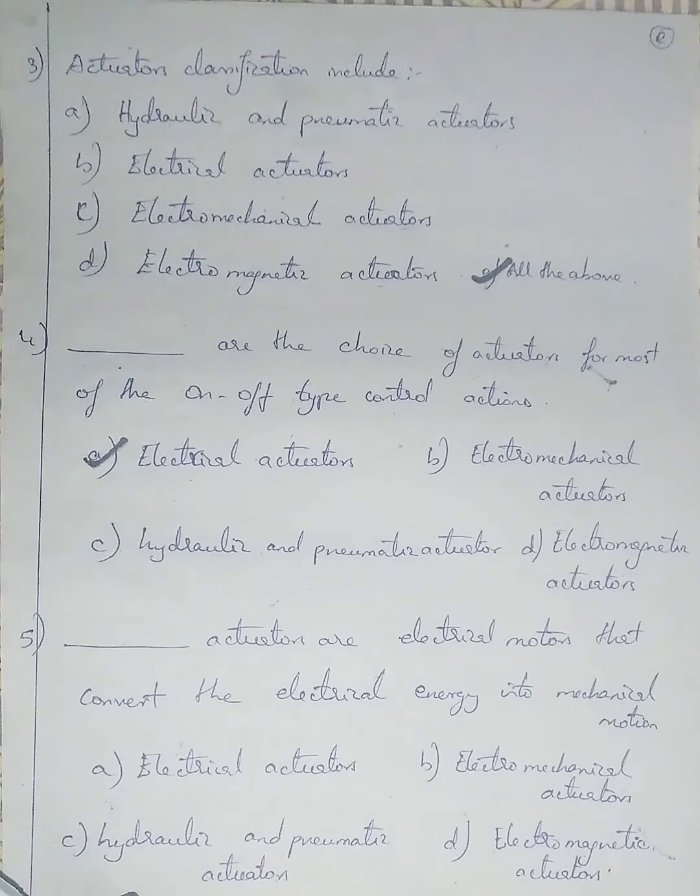What are the actuators that convert electrical energy into mechanical energy? The words electrical and mechanical point to none other than electromechanical actuators. So electromechanical actuators are the electric motors that convert electric energy into mechanical energy. You're giving electricity as input and getting mechanical energy as output, rotatory motion. So I'm going with option B, electromechanical actuators.